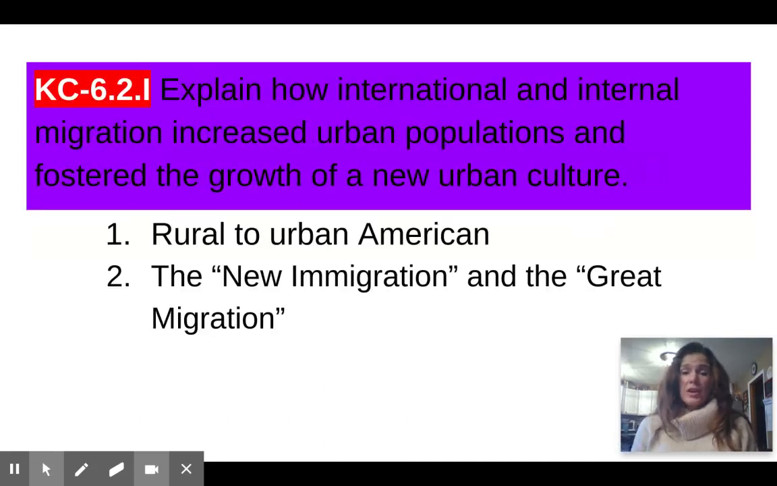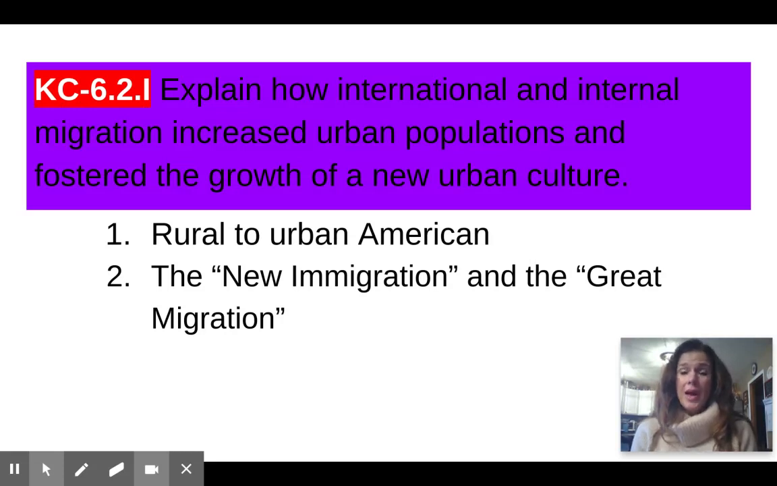So let's take a look at how international and internal migration increased urban populations and fostered the growth of this new urban culture. First of all, we said in the first video that we no longer were an agrarian or a farming society. We become more of an urban society. What that means is more people who were living in rural areas began to move into the cities. Thus, there was a population explosion in cities. By 1920, for the first time in American history, more people lived in urban areas. That was a huge, huge shift.